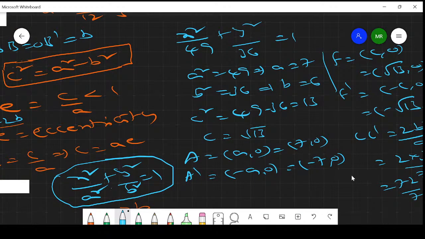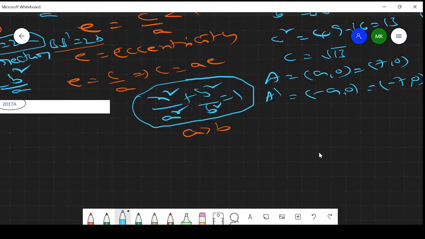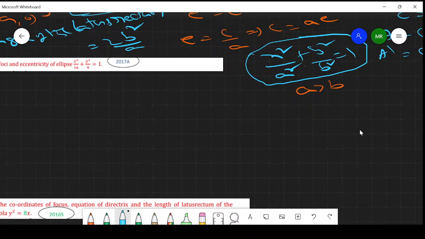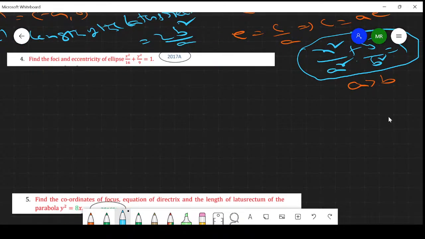I hope you understood this ellipse. I will tell you related problems. I will also discuss the vertical ellipse later, when a is less than b. When the a less than b case comes, I will explain that also. Don't worry, I have explained only the a greater than b case.